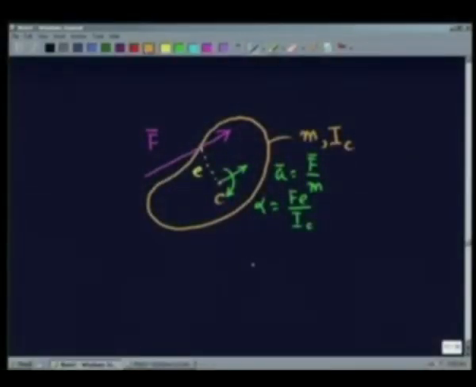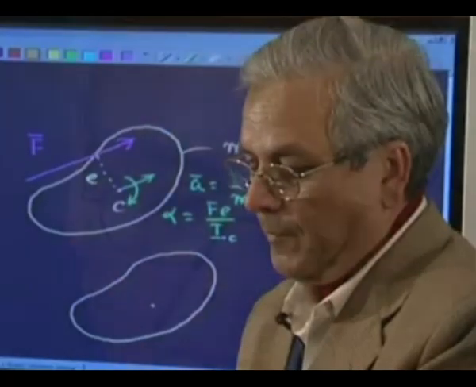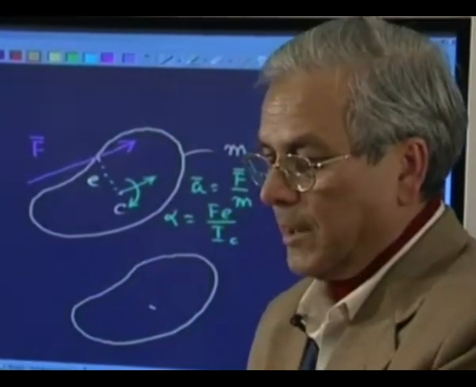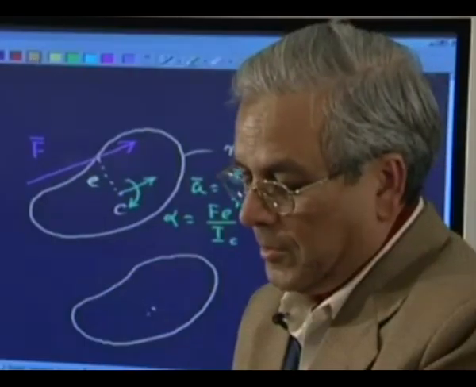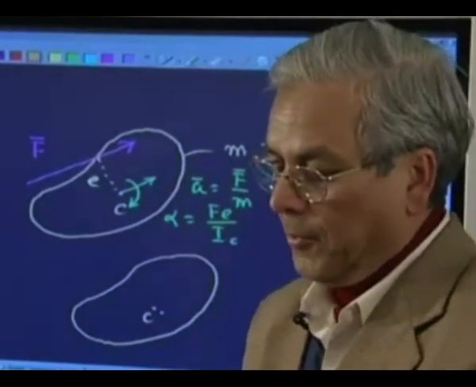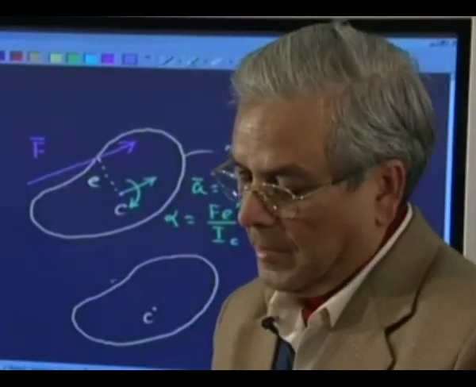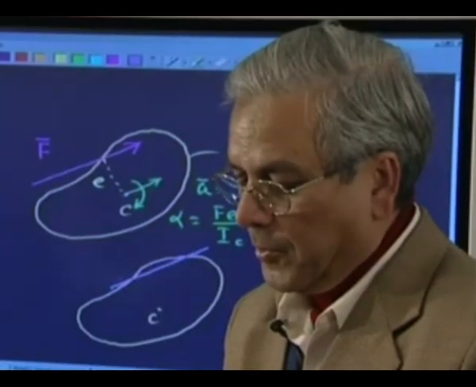Now, let us imagine what that force is: a force equal to minus ma acting here, and a moment minus Fe by Ic acting about an axis passing through the center of mass. So we know it is nothing but the negative of the applied force.